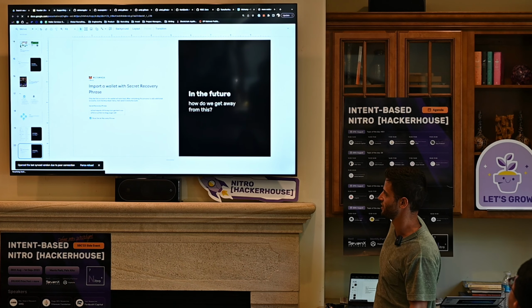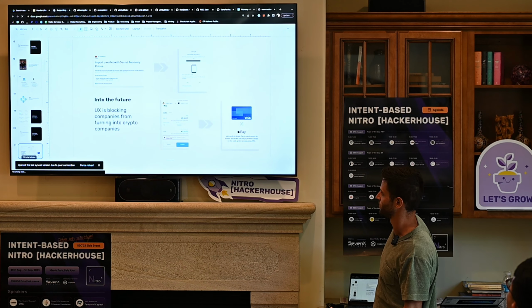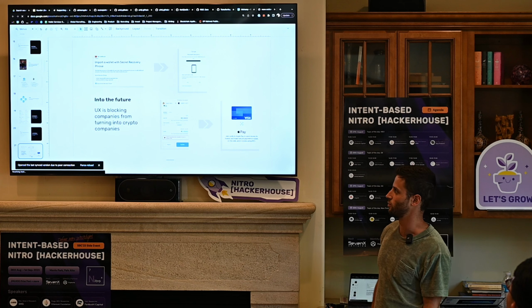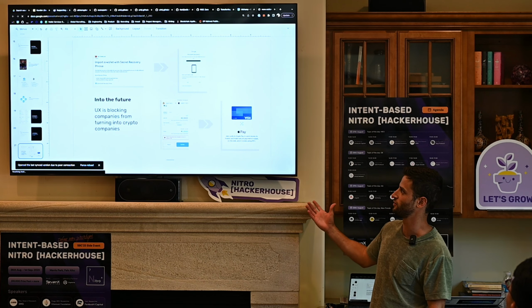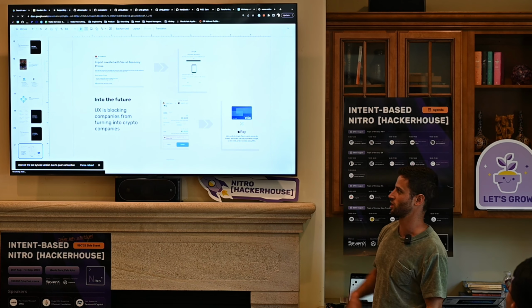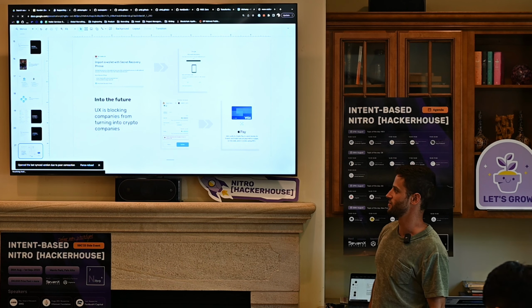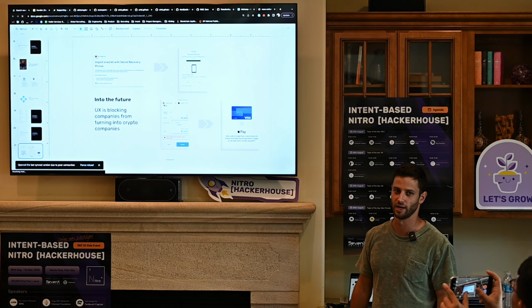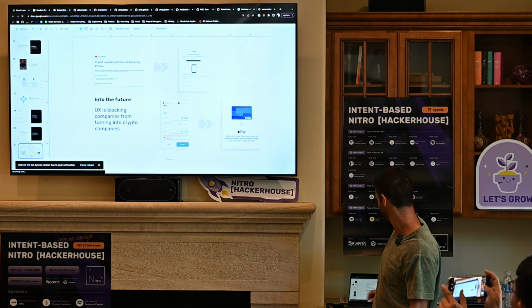So how do we get away from this page to the types of UX flows that developers and end users are more familiar with? So going from a seed recovery phrase to this recover with Google, or this Metamask checkout flow to something like Apple Pay that millions and millions of users are all familiar with.